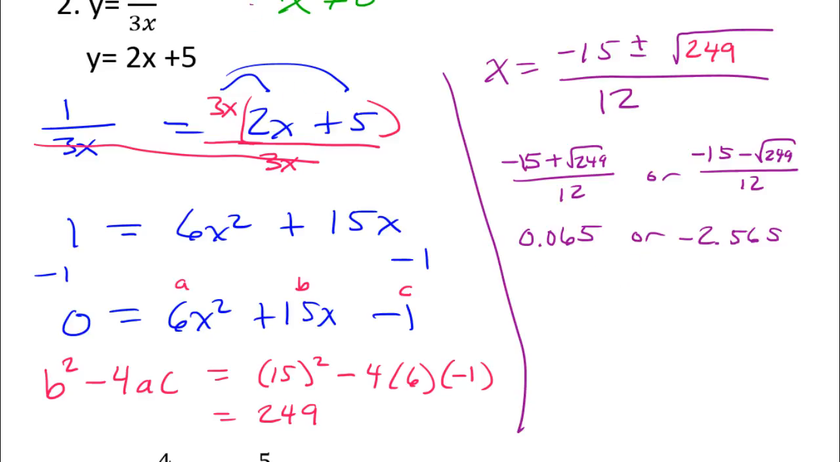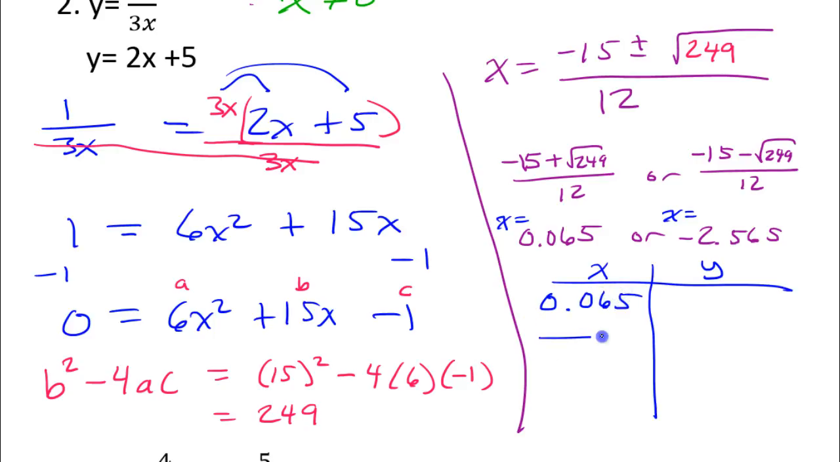So be careful, wonderful children, fine students, because this is a system of two equations. So we're not going to just stop at these x values. Oh no, we need to find the y values as well. So my x values are 0.065 and negative 2.565. But I need those y values, guys. Need them.